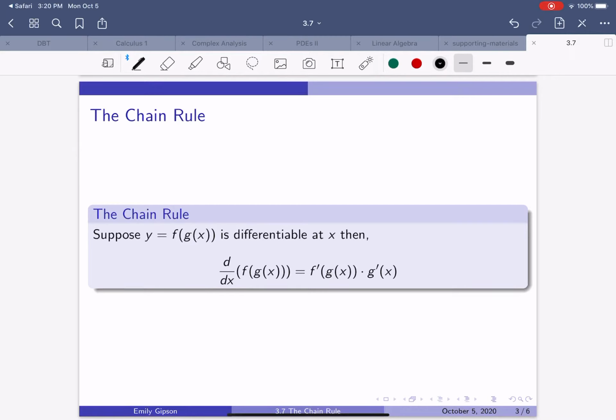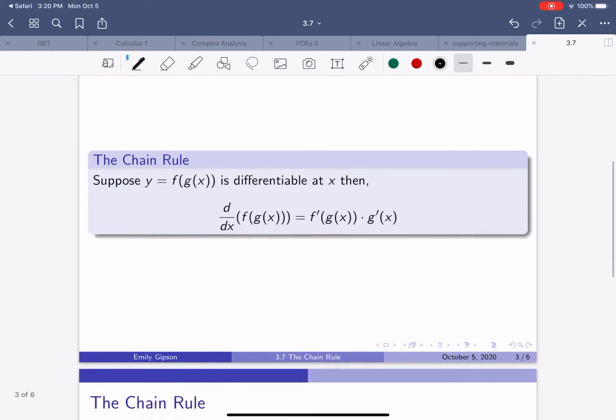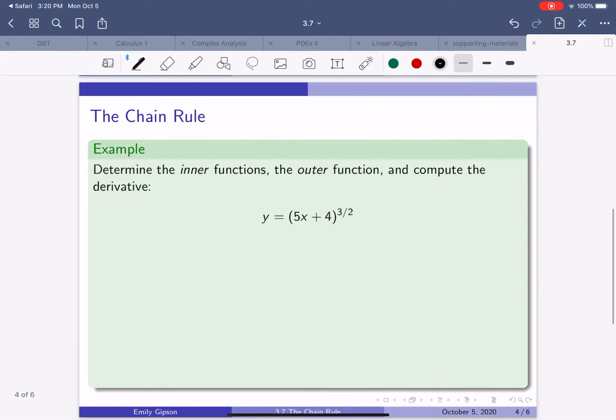Suppose that I've got a function y equals f of g of x, and it's differentiable at x. Then d dx of my entire composition is f prime with the inside left alone times g prime. One of the big things that we have to do is determine the inner function and then the outer function, and then we can compute the derivative. So here's a quick example.